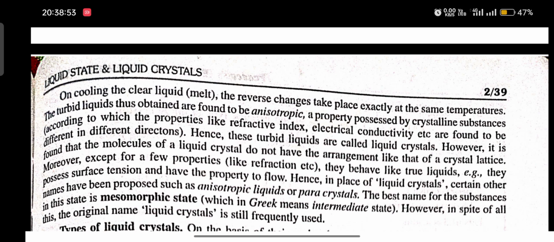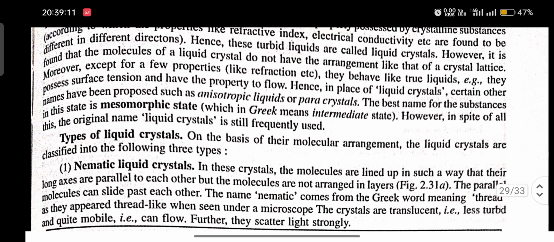Except for a few properties, they behave like true liquids. They possess surface tension and have the property of flow. Hence, in place of liquid crystal, certain other names have been proposed, such as anisotropic liquids or paracrystals. The best name for the substance in this state is mesomorphic state. However, in spite of all this, the original name, liquid crystal, is still frequently used.